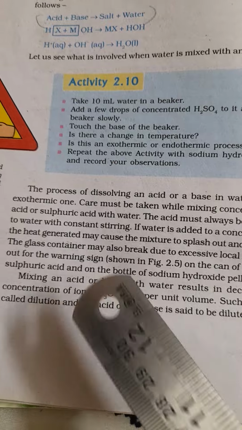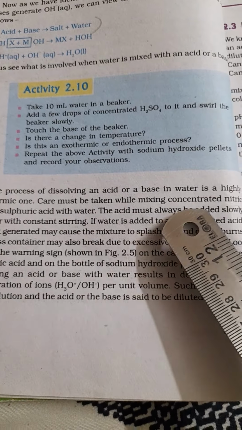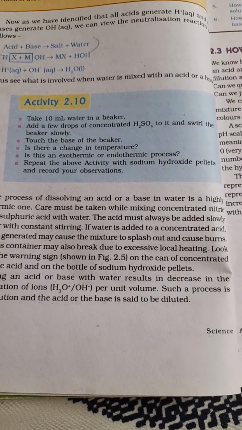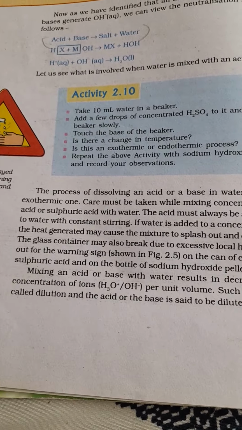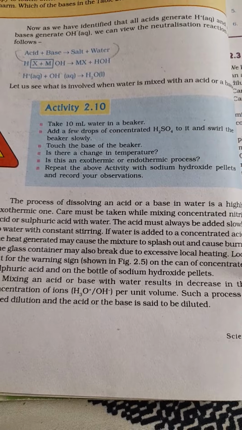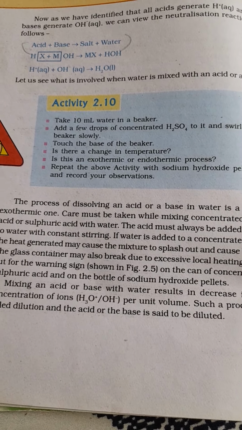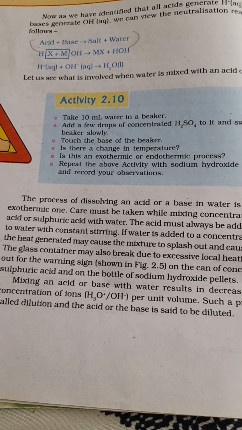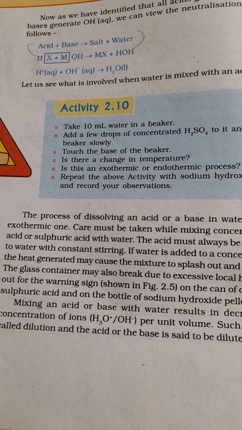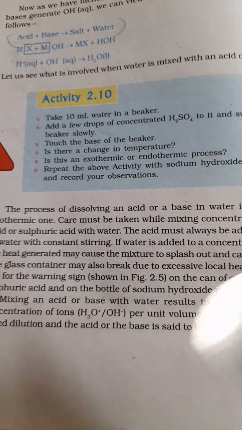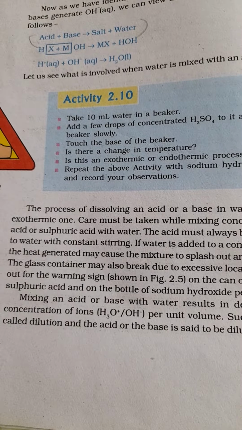The process of dissolving an acid or base in water is always exothermic. Reactions are of two types: exothermic reactions and endothermic reactions. What is meant by an exothermic reaction? Reactions in which heat energy is given out to the surroundings. What is endothermic? In endothermic reactions, the system absorbs heat from the surroundings. Such reactions are called endothermic.